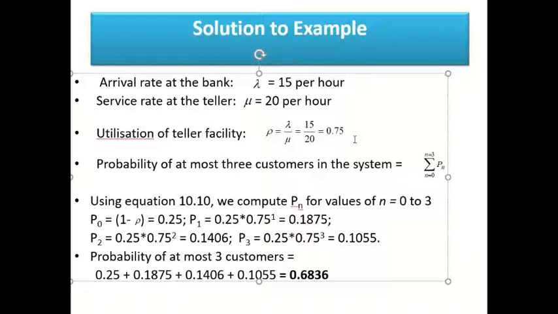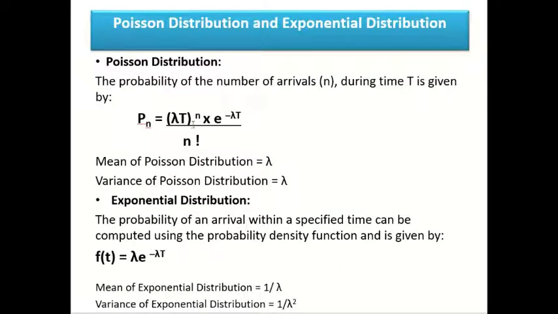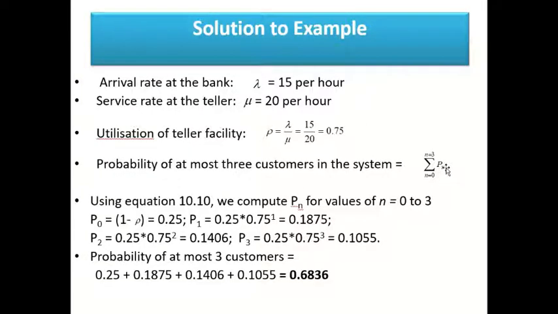Now the probability that there will be at most 3 customers at the teller facility will be given by the sum of the probabilities that there will be 3 customers, plus 2 customers, plus 1 customer, plus no customers. There is a possibility that there are no customers, or there can be 1 customer at any given point of time, or there can be 2 customers in the queue, or maybe 3 customers. When we sum all these individual probabilities, we get the probability that at most there are 3 customers in the system. Now we use the formulas we have studied previously for the Poisson distribution. For the Poisson distribution, the probability of arrival of n customers is given by this formula. We will use this formula to calculate the individual probabilities for 0, 1, 2 and 3 customers, and their sum will give us the answer.